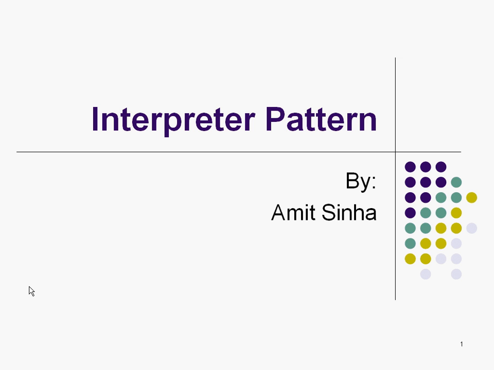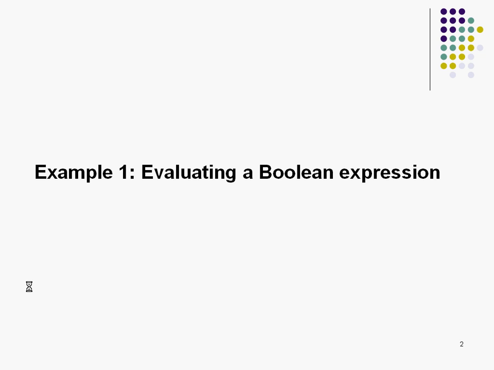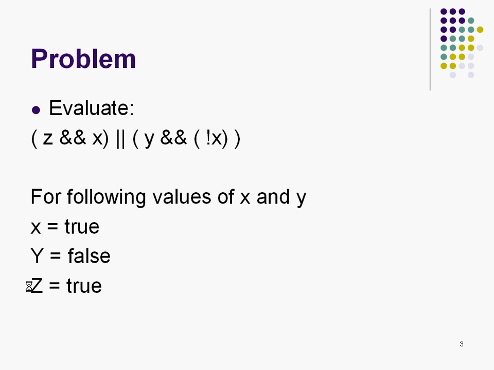So the next pattern to be covered is the interpreter pattern. Let's take one example. I have a Boolean expression, which is this line: z and x or y and not of x. And this expression has to be evaluated for the following values. x takes a value of true, y takes a value of false, and z takes a value of true.